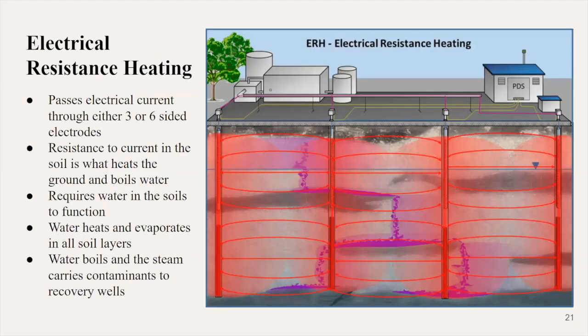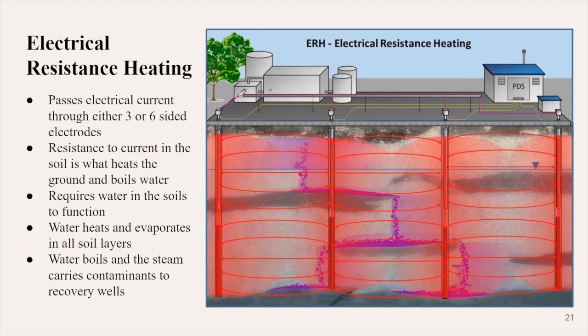So next, we have electrical resistance heating, or ERH. This passes electrical current through the ground in either 3 or 6 phase electrical heating. It can be a triangle pattern or hexagonal pattern. Electrodes can be spaced anywhere from roughly 8 to 40 feet apart. And this can be used with large or small areas. Sometimes you have to worry about dead zones, but if it's correctly set up, that should not be an issue.